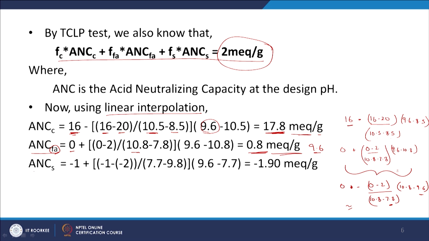And then moving on to the acid neutralizing capacity of the sludge, what do we have? Same approach, right. At pH 7.7 the acid neutralizing capacity is minus 1, and at pH 9.8 it is minus 2, and then we are trying to calculate it at 9.6, right. That is why we look at that range here, and we end up with an acid neutralizing capacity of minus 1.9 for the sludge, right.